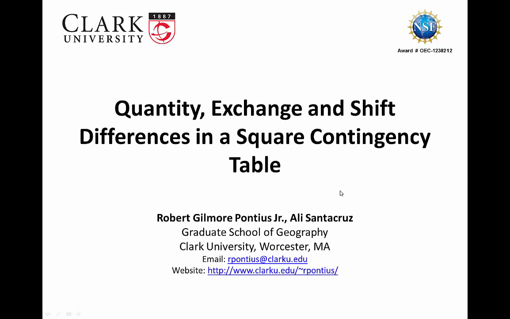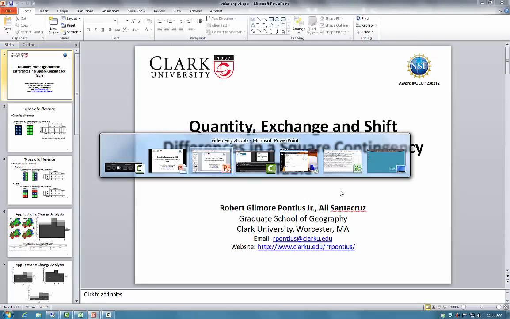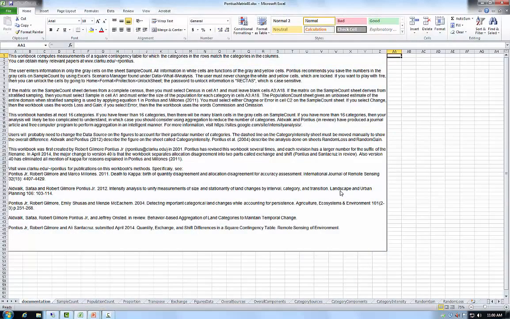Now I'm going to show you how we can calculate these measures of difference. Professor Gil Pontius has developed an Excel program called Pontius Matrix. First, the user is going to find the Documentation tab, which includes the description of the content of the file, along with the instructions for its use and reference to the main papers that describe the methods implemented in this program.